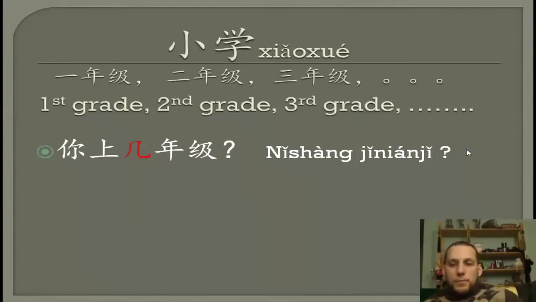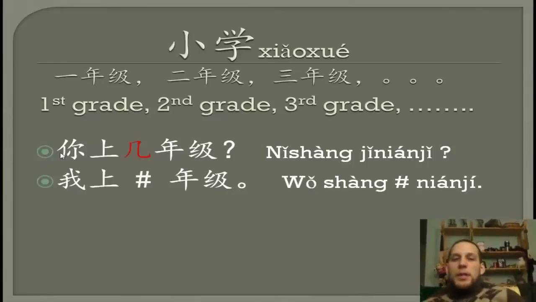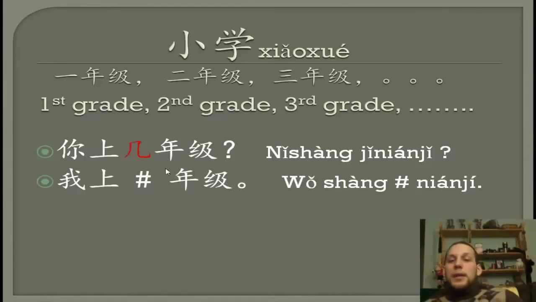Alright, so if I ask somebody, let's say I ask you a question, 你上几年级? The answer would be 我上. We're going to put here that number for the grade level. So if it's first grade, you'd say 我上一年级. If you're in second grade, you'd say 我上二年级.